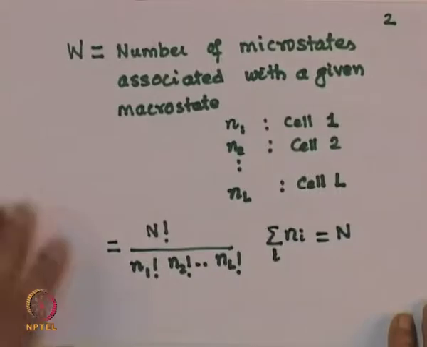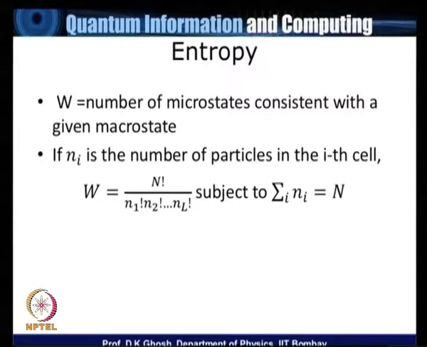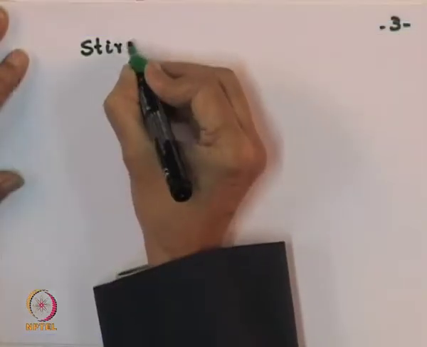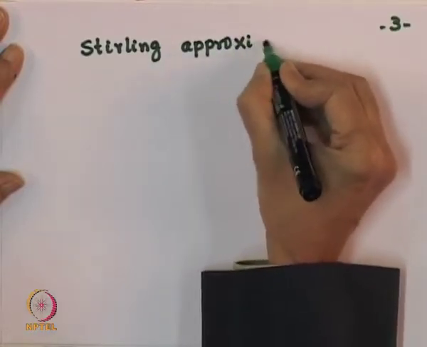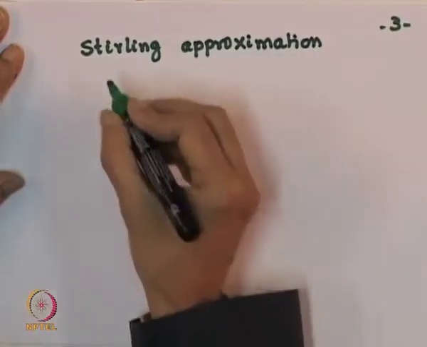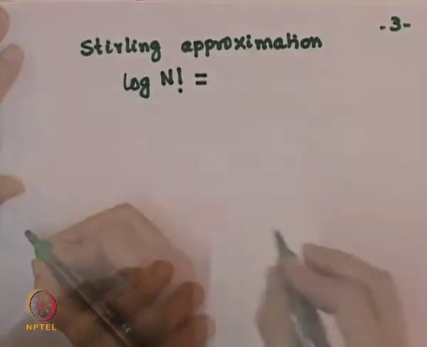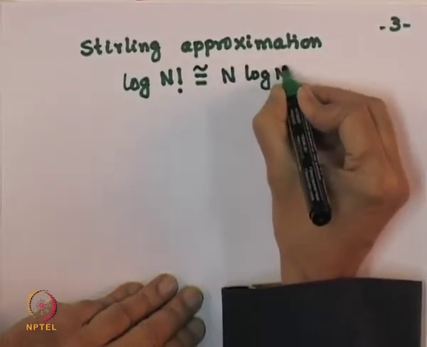Now, what I do is this. I take the logarithm of both sides, and I use a formula for large numbers. I assume all these numbers are large, because I am talking about a statistical ensemble in a molecular assembly. This Stirling approximation tells me that if you have a large number n and you take the logarithm of the factorial, you can approximate this as n log n minus n.